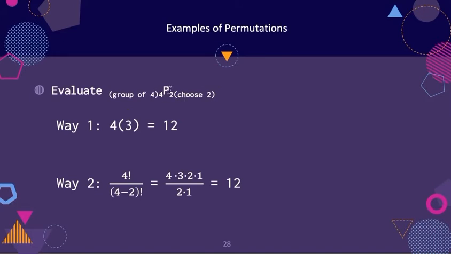Evaluate 4P2, which is a group of 4, choose 2. So way 1, it's 4 times 3, which is 12, and way 2 is 4 factorial over 4 minus 2 factorial, which is 12 as well.